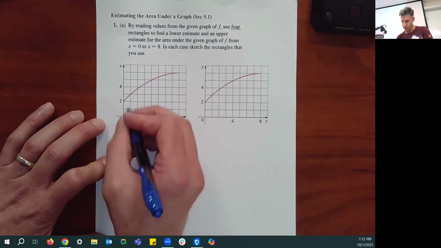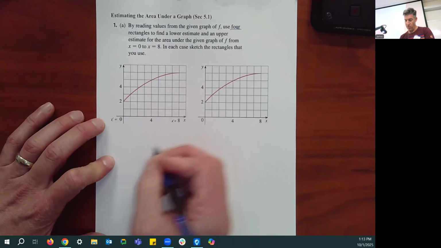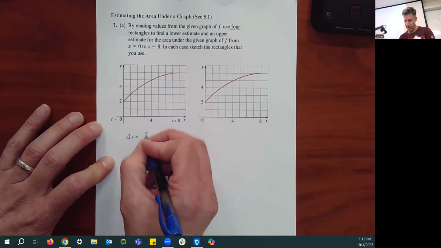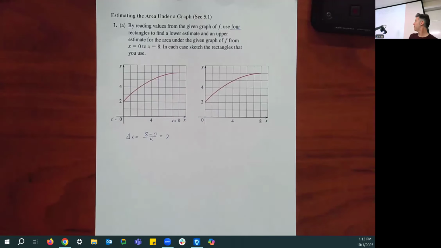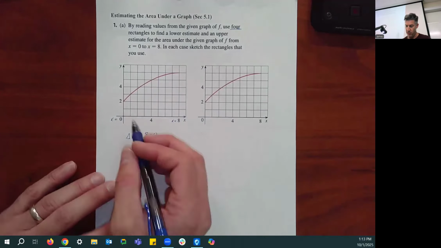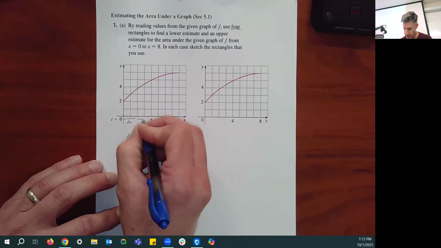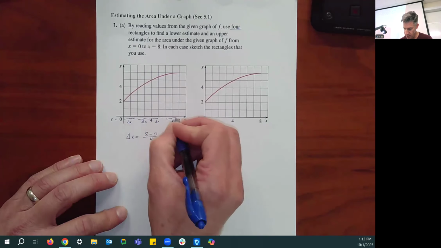So first of all, we have x equals 0 to x equals 8. We want to divide this up into 4 rectangles. So our delta x is going to be 8 minus 0 divided by 4, which is 2. Each of the rectangles we're going to draw is going to have a base of 2. So there's our delta x, there's our delta x, there's our delta x, there's our delta x.